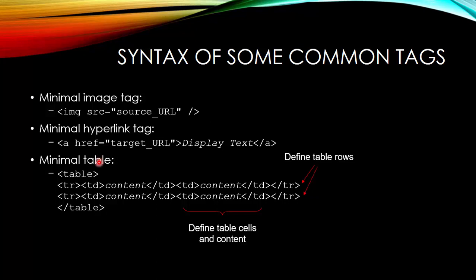We can also create a table using HTML tags. This is the minimal table. You need, of course, the table tag, and the table will be defined row by row. So tr is table row. You define the row and then you define the cell. td is table data, or actually referring to the content of the cell. So we have the opening of the row, the closing of the row, and inside there are a few cells, the opening of a cell, td, and the closing of the cell.